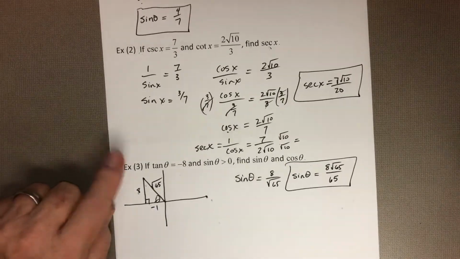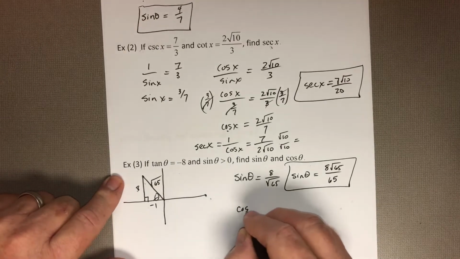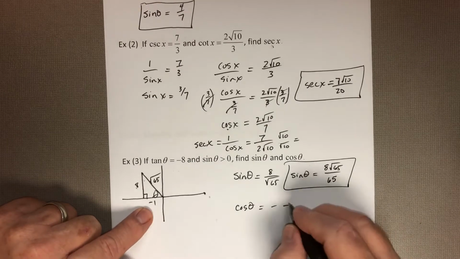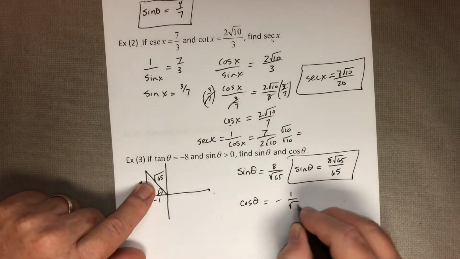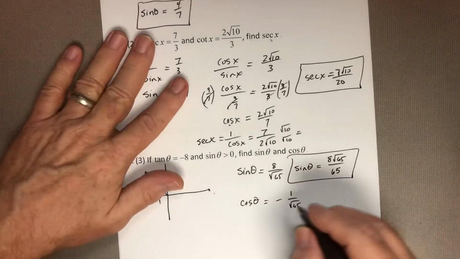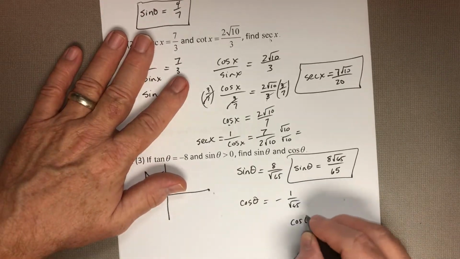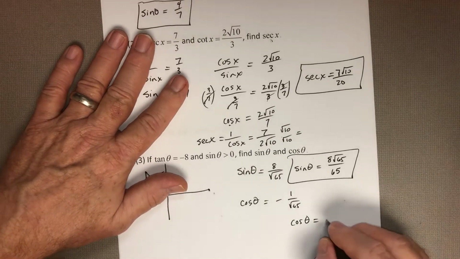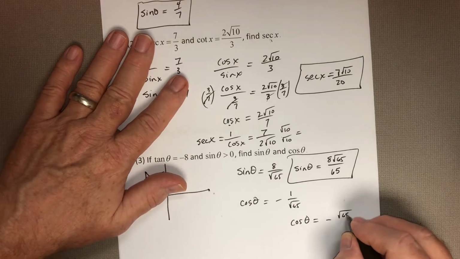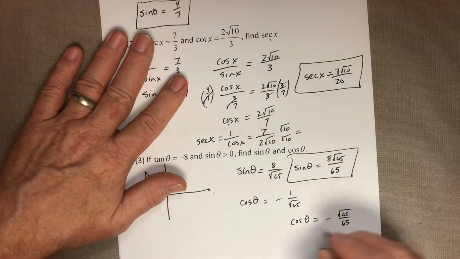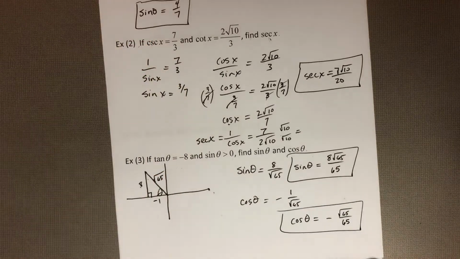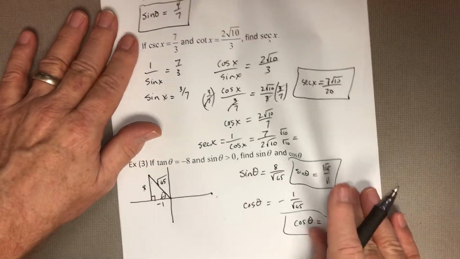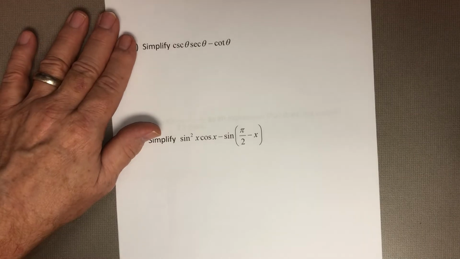Well, the cosine's negative over here because that's the x-coordinate. So the cosine of theta is negative, all right? And the cosine is the adjacent leg, 1, divided by the hypotenuse, the square root of 65. Now, of course, I can simplify that by multiplying the numerator and the denominator by the square root of 65. When I do, I get negative the square root of 65 for the numerator and 65 for the denominator. And there's the simplified version of the cosine of theta with the given information. All right, let's turn the page.